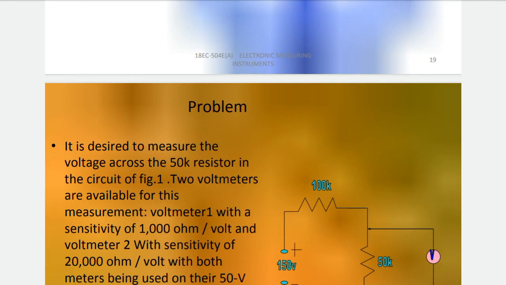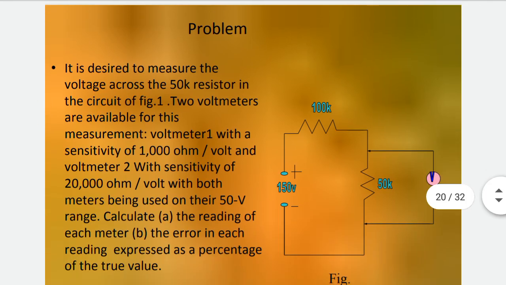example for this loading effect. You can see the problem is there. There is a circuit, 100 kilo ohm and 50 kilo ohm. They are connected in series. The voltmeter is connected across the 50 kilo ohm and we have given a supply of 150 volts.